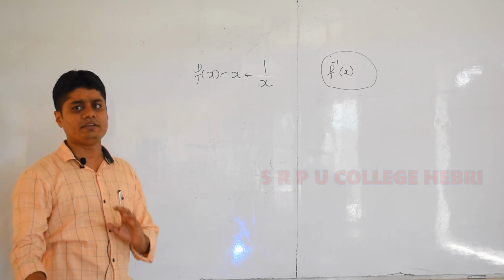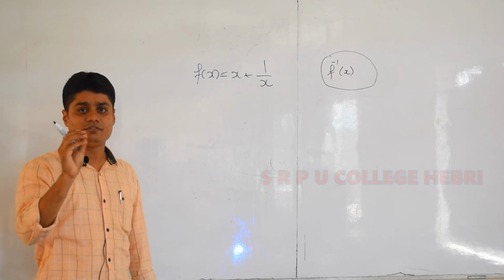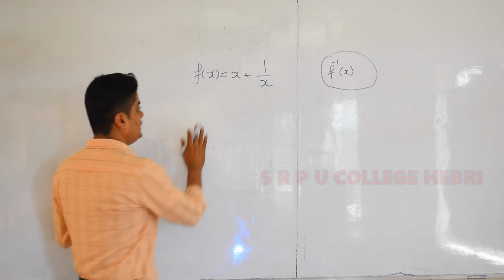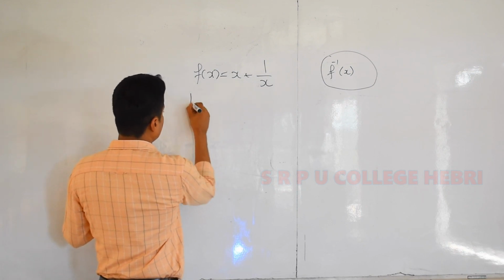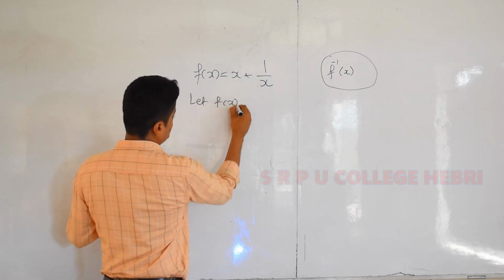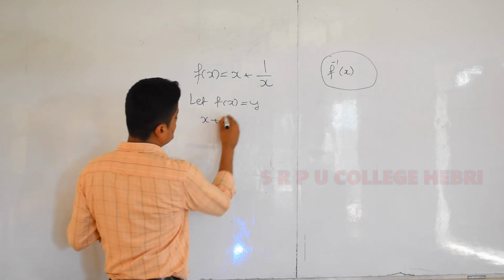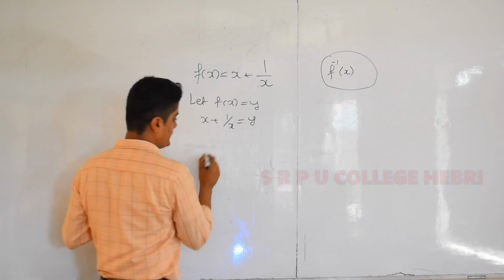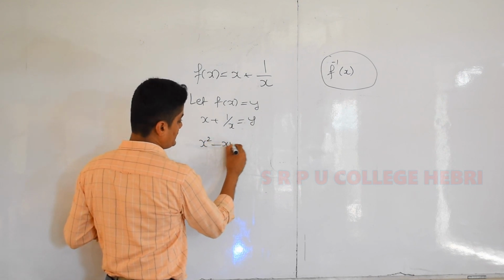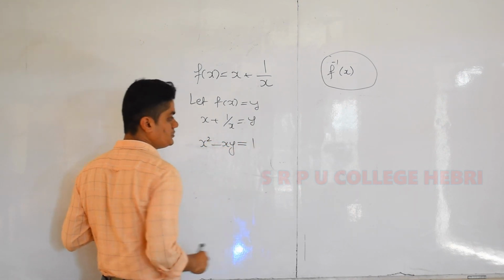First observe carefully. I will give you an easy method. First rearrange this, or take f of x is equal to y. Better take f of x is equal to y. So x plus 1 by x is equal to y. That is x square plus 1 equal to xy.